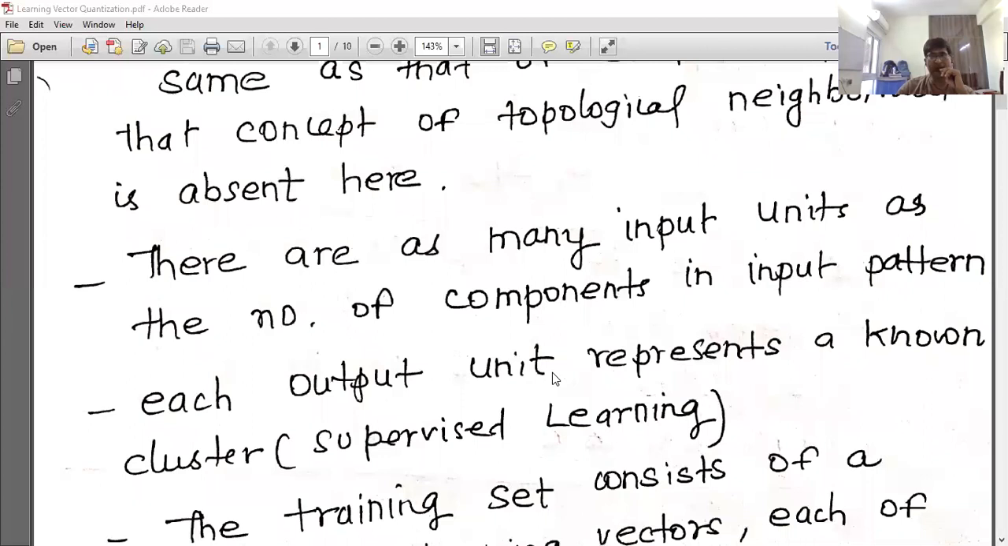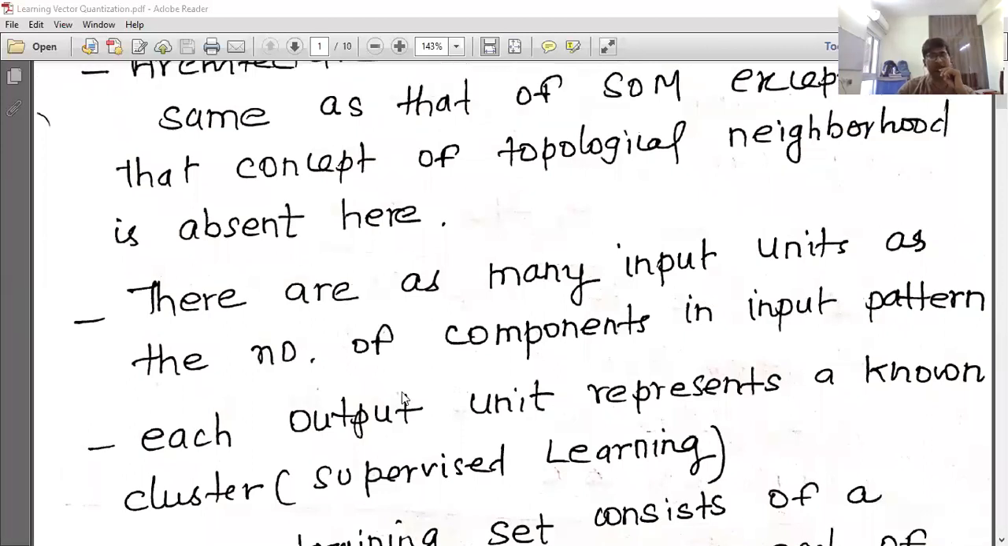There would be as many input units as the number of components in the input vector. For example, I have an input vector of size four, suppose x1, x2, x3, and x4. There are four components in this case. So the number of inputs would be the same as the number of components. That is, over here the size was 4, so the number of inputs would be 4, right?